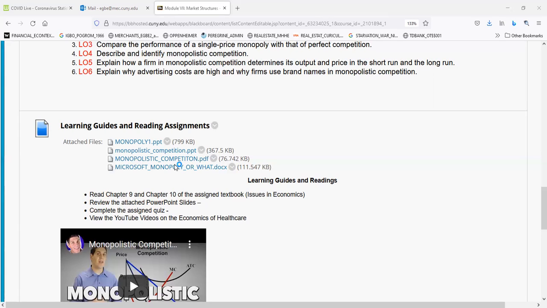And so this is why they talked about Walmart. Now, besides monopoly and perfect competition, you have what you call monopolistic competition. What differentiates monopoly from monopolistic competition and competition?